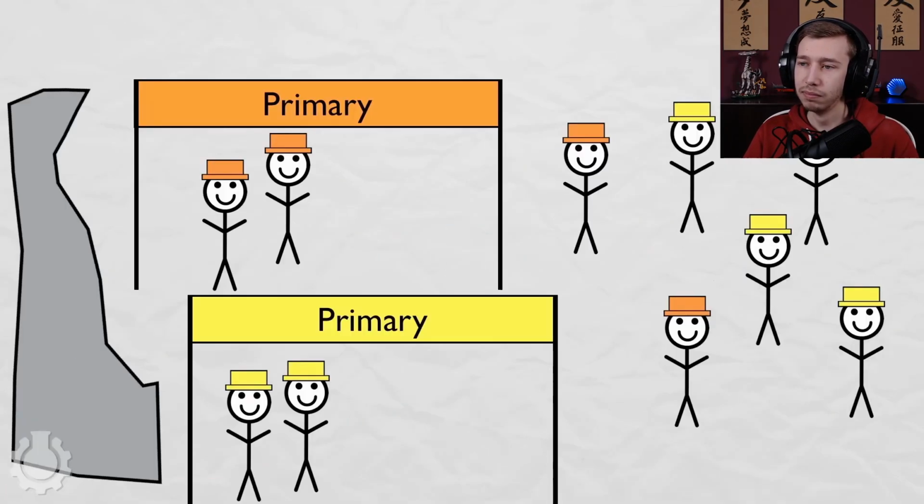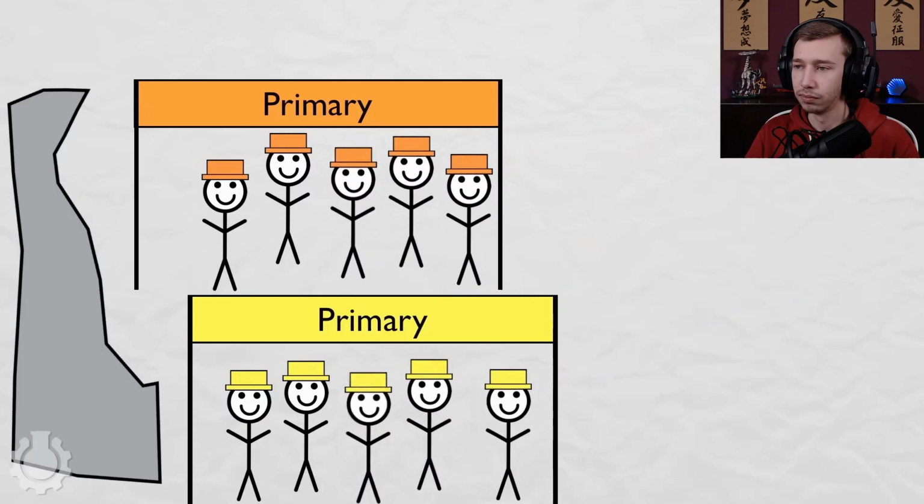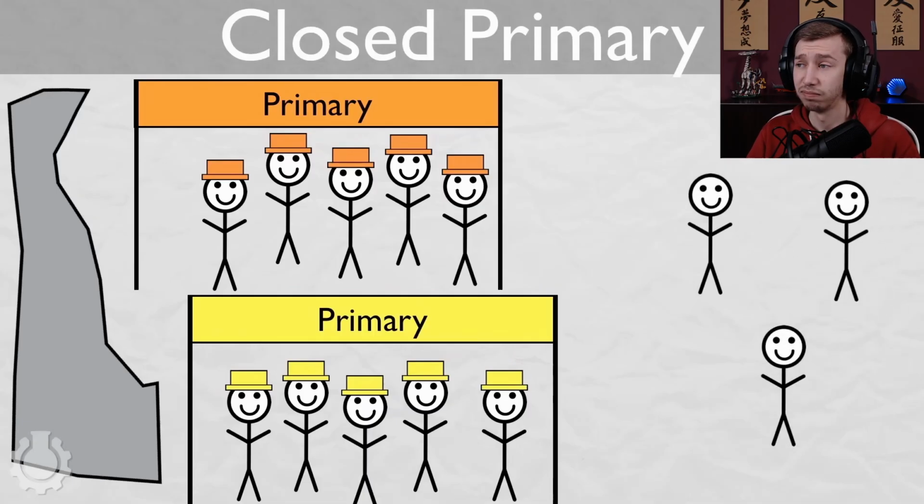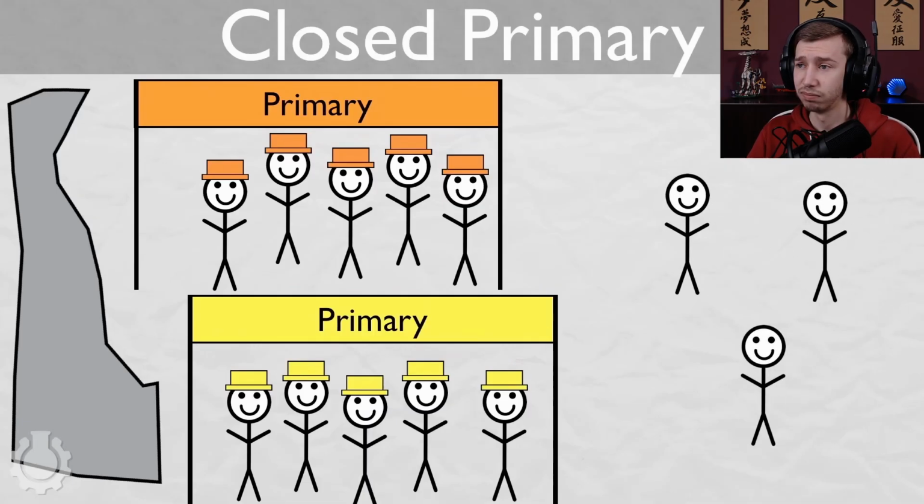Most states and parties will only let you vote in the primary if you're an official member of the party. This is called a closed primary because the voting is closed to non-party members. But some citizens are independents and not registered with any party. If you're an independent and live in a state with closed party elections, tough luck. No voting.